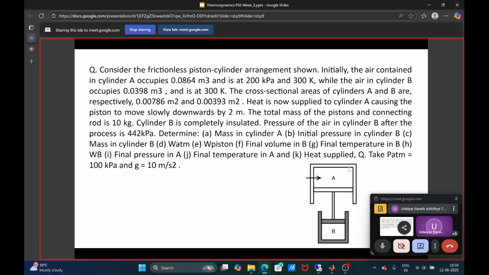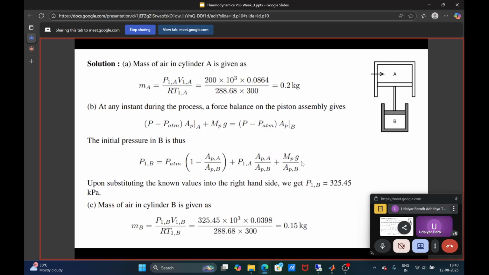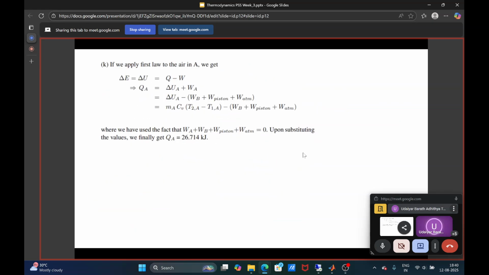Using this, you similarly apply the first law for cylinder A, and work in A can be found out using W system plus W surrounding. So you can find out WA, and delta U for cylinder A is also known, because you know the initial and final temperature. So you can find out mCV delta T. That will give you the heat which is supplied to cylinder A. That's the run through of that question. I hope this is clear.